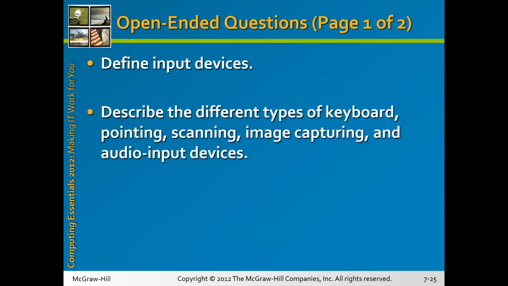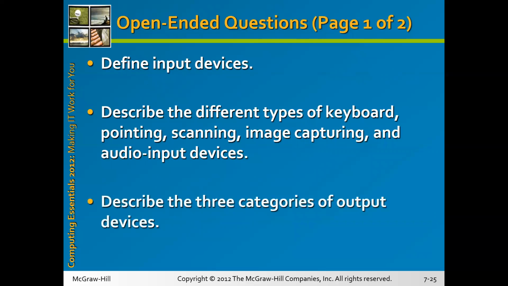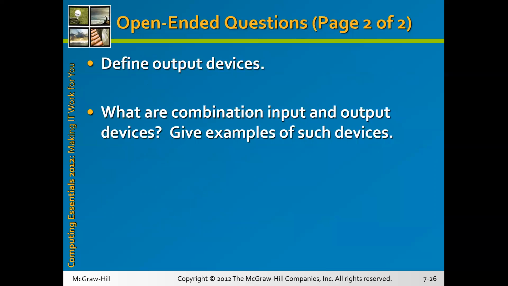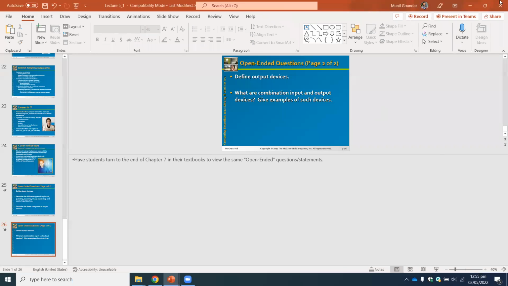Refer to the questions in the slides and come prepared in your class for answering them. Question number 1, define input devices. Question number 2. Describe the different types of keyboard, pointing, scanning, image capturing, and audio input devices. Question number 3. Describe the 3 categories of output devices. Question number 4. Define output devices. And the last question for part 1 of lecture 5 is, what are the combination input and output devices? Give examples of such devices.